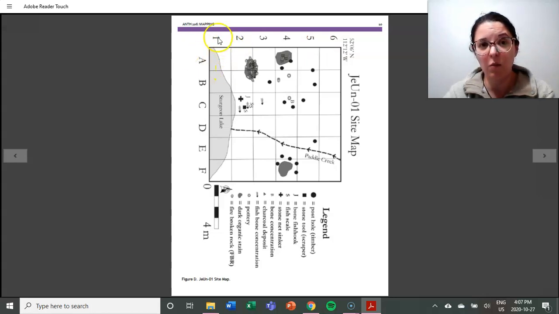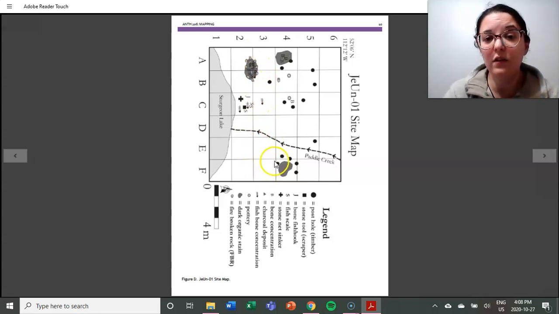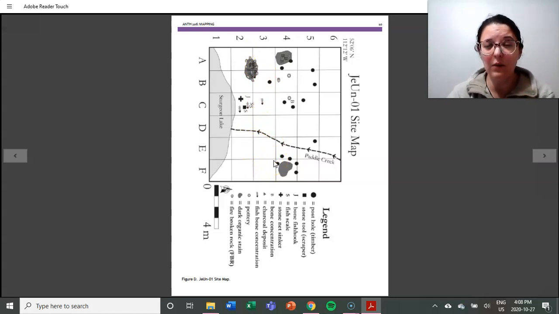are counted starting at 1 in the lower hand corner here and going up to 6. Right, so we want 3, and then we want to go over in an eastern direction until we get F, okay? So the 2 meter by 2 meter unit that we just looked at is represented by this square right here, okay? So then what we're going to do is plot all of those artifacts on here.